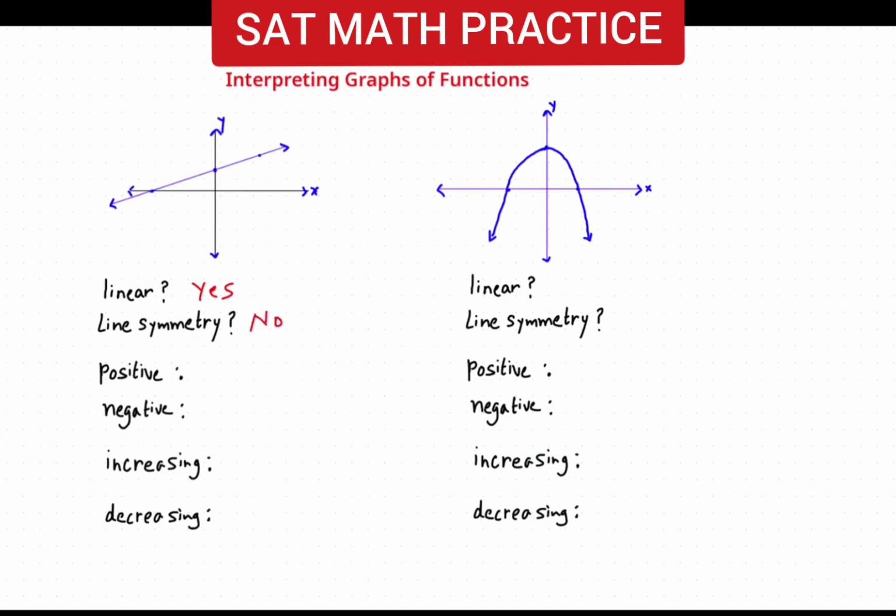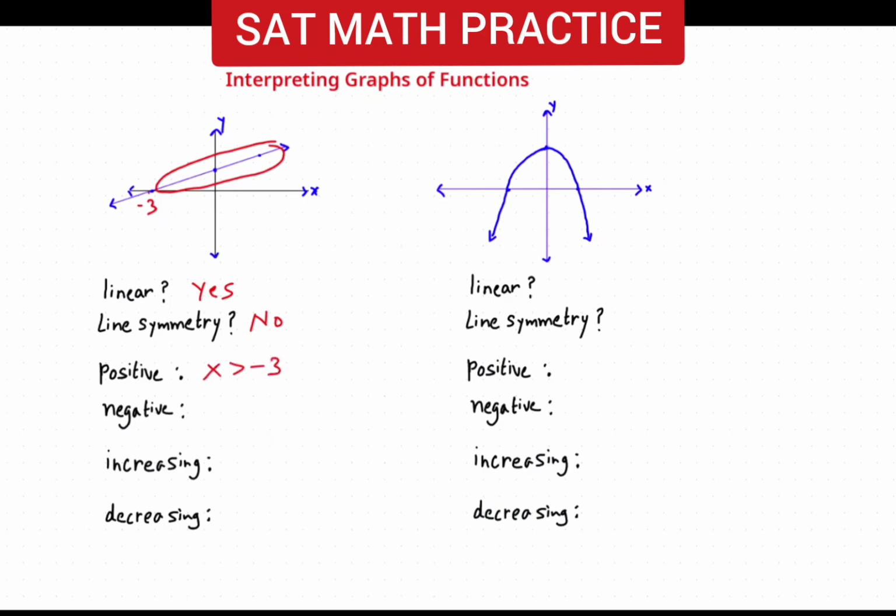Whether the graph is positive, where it is positive. So as you can see, let's assume that this point is -3. All the points above the x-axis have positive value. So that means all the values which are greater than -3 have positive values.